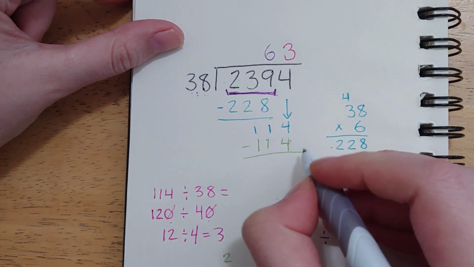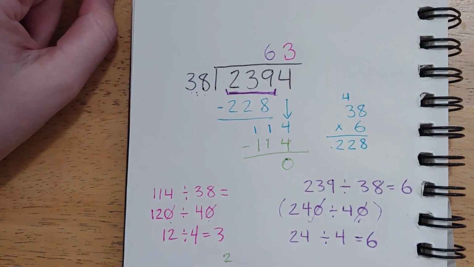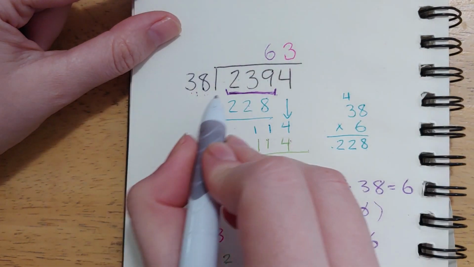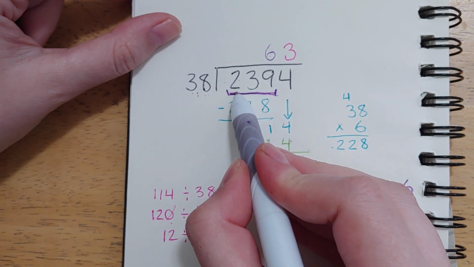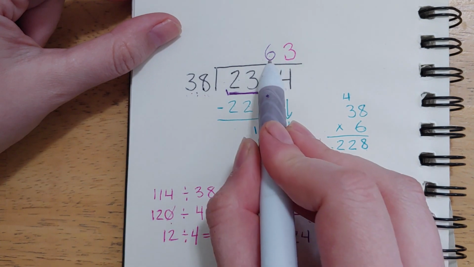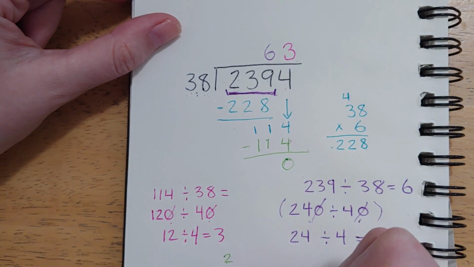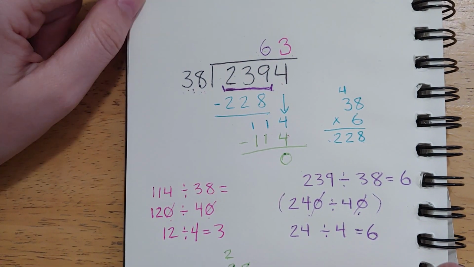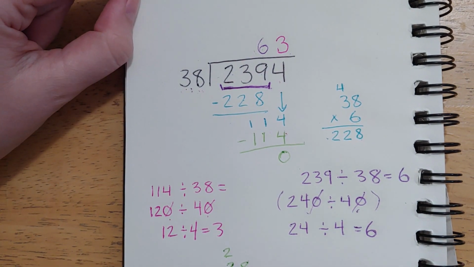114 minus 114 equals 0, which means this question came out perfectly. There was no remainder. So we can say that 2,394 divided by 38 equals 63. In our story, the bakery would give each of the 38 people 63 cookies. So hopefully they're having a party or something, because otherwise that is too many cookies.